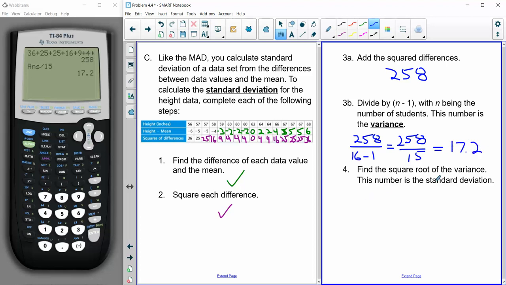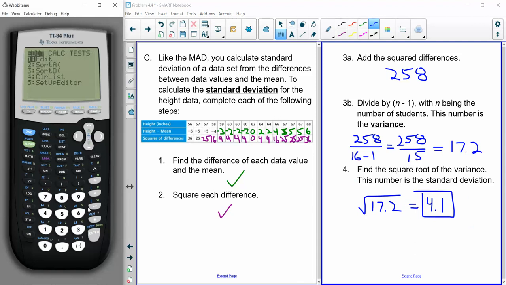And then find the square root of the variance. Square root of 17.2. You just hit second x squared button, 17.2. This is the standard deviation, about 4.1. We'll talk more about what standard deviations are in a second. It's kind of like mean absolute deviation. Remember that 3.625 we got? This time we get 4.1.